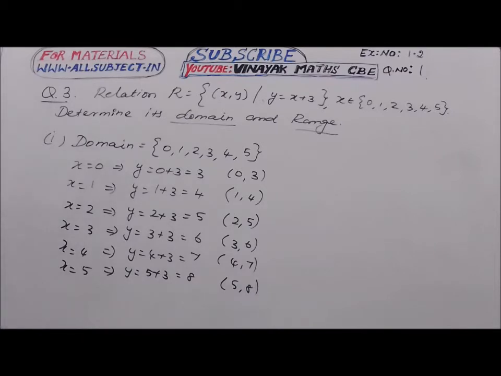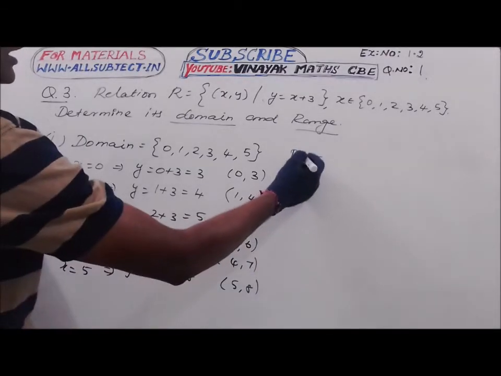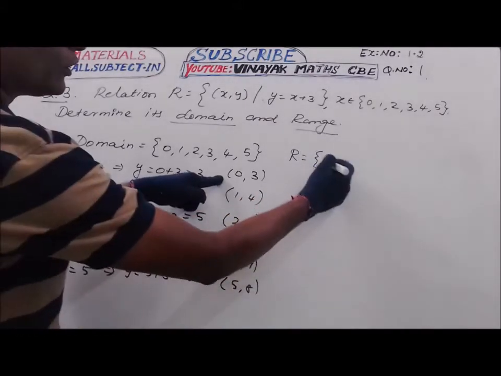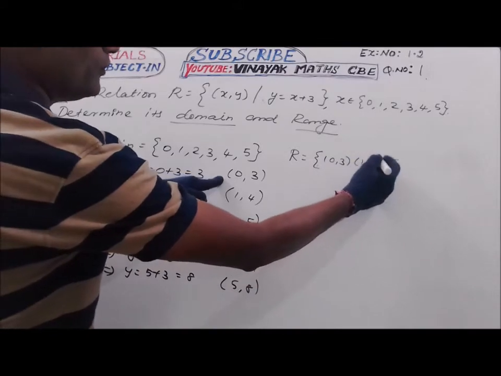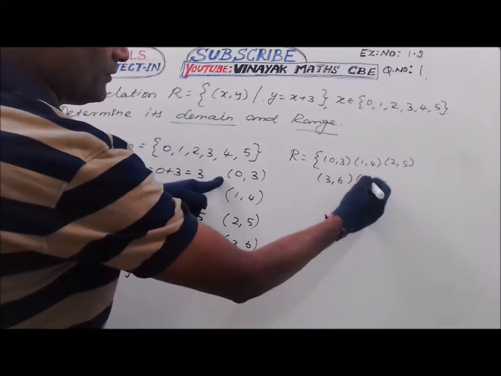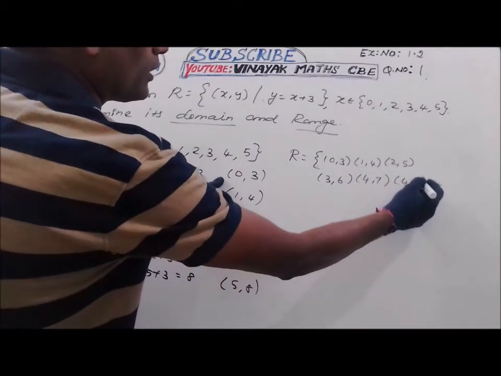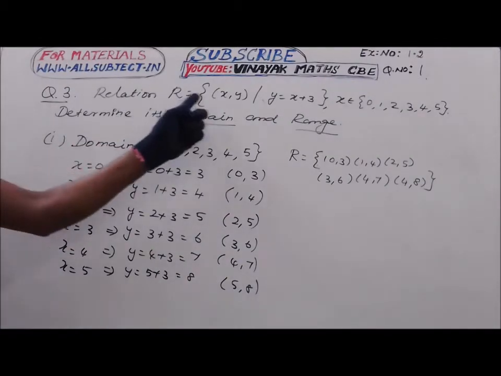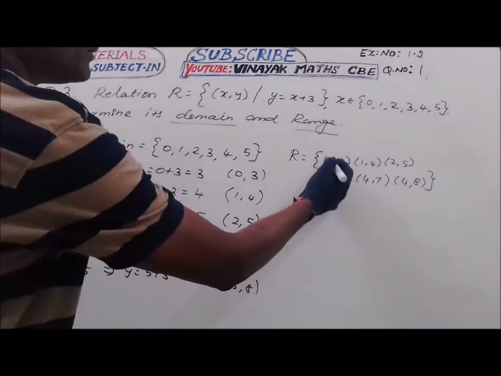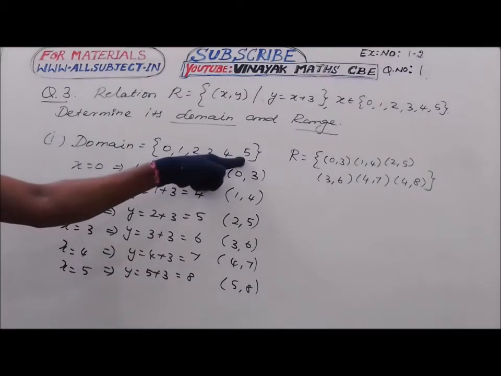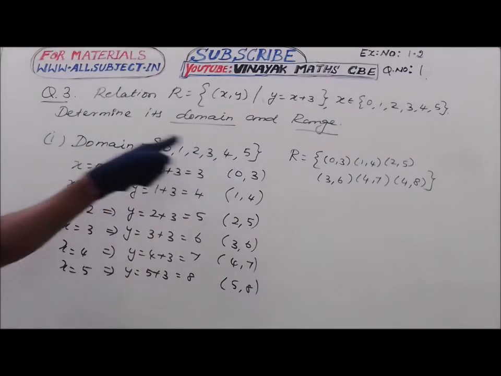So the relation is R equals {(0, 3), (1, 4), (2, 5), (3, 6), (4, 7), (5, 8)}. This is the given relation listed in roster form. Now the domain is nothing but 0, 1, 2, 3, 4, 5. We have written it already, and this is the domain.